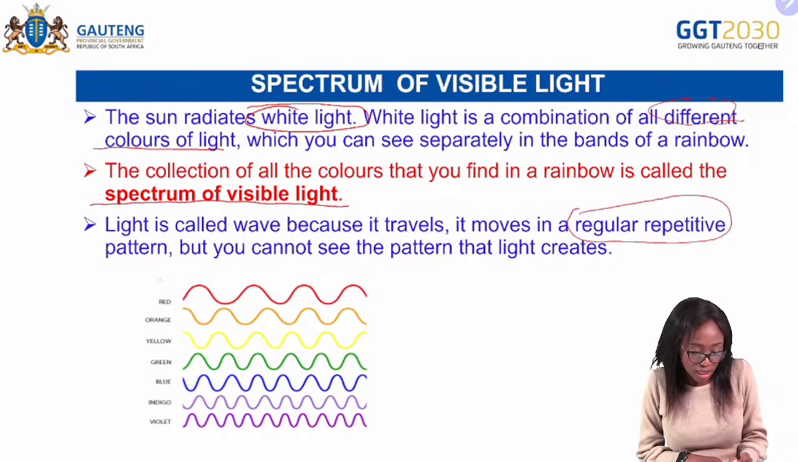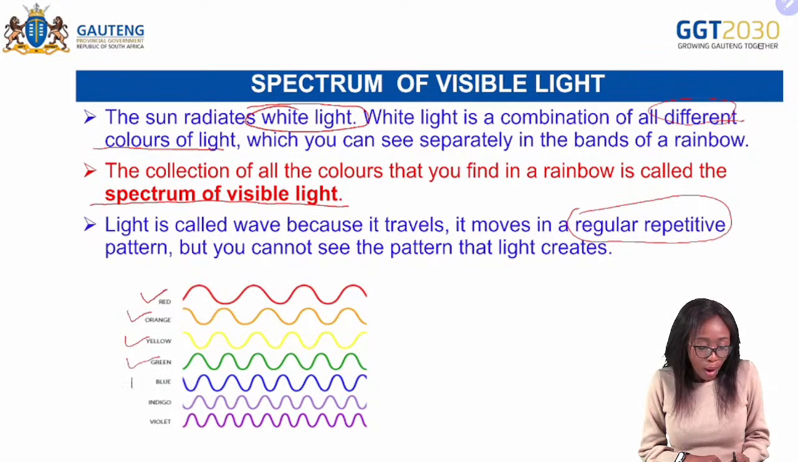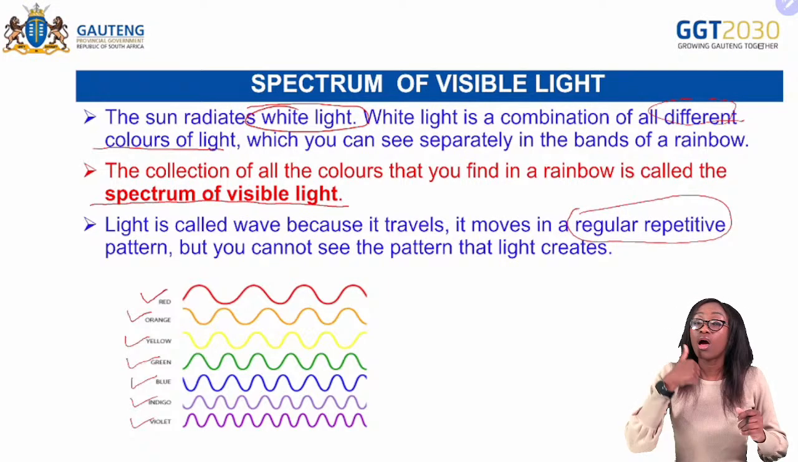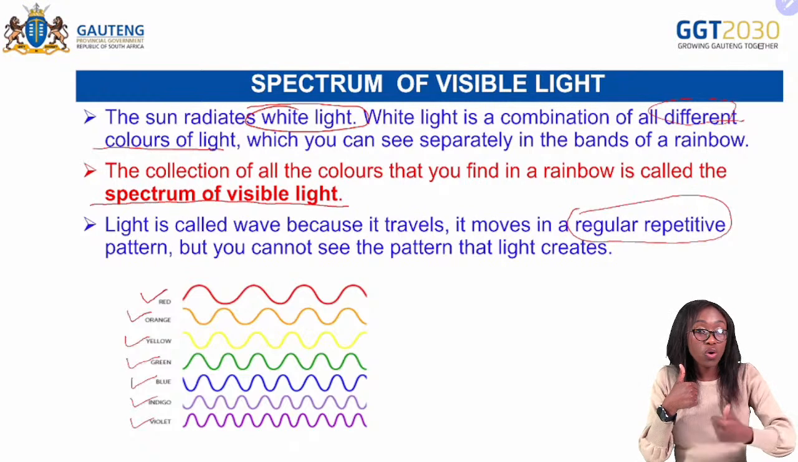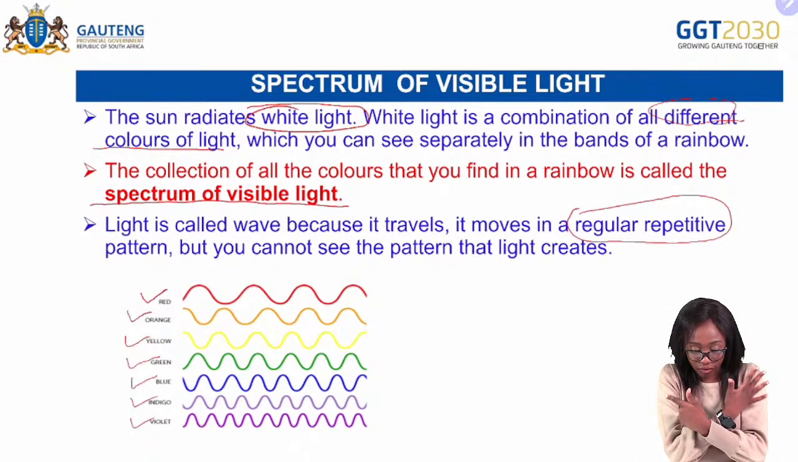The first one is red. The second one is orange. Then we have yellow, green, blue, indigo, and violet. So it is red, orange, yellow, green, blue, indigo, and violet. There are 7 of them.